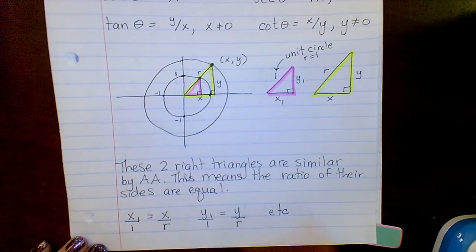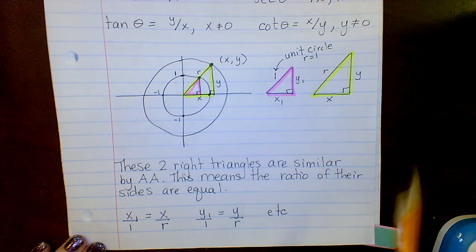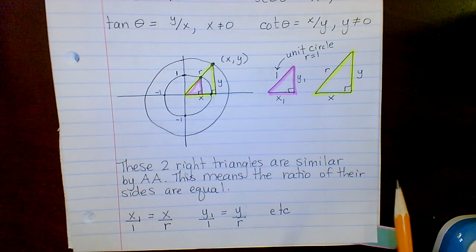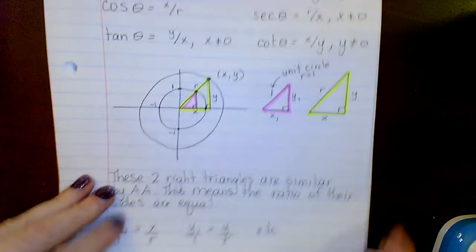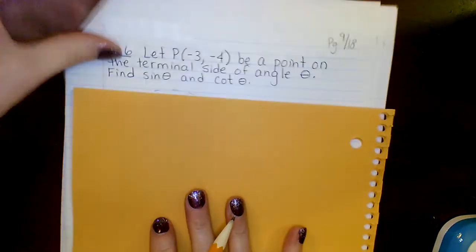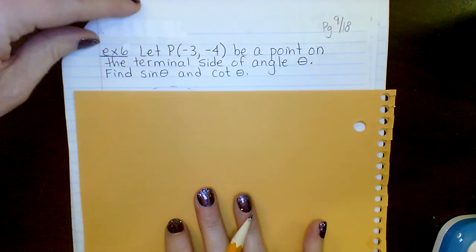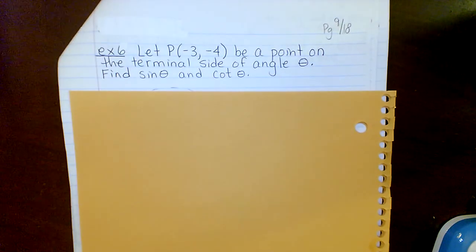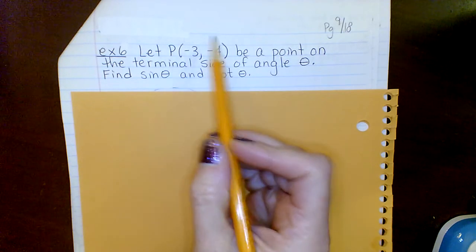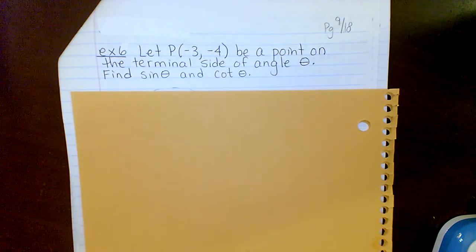All right, and this is the stuff I was saying earlier about how the triangles were similar by angle, angle, or angle, angle, angle, whichever. This means the ratio of their sides are equal. Okay, so if P is a point on the terminal side of an angle, let's say theta, find sine theta and cotangent theta. Now I'm just giving it a name of P, and I'm telling you that the coordinates are -3, -4.